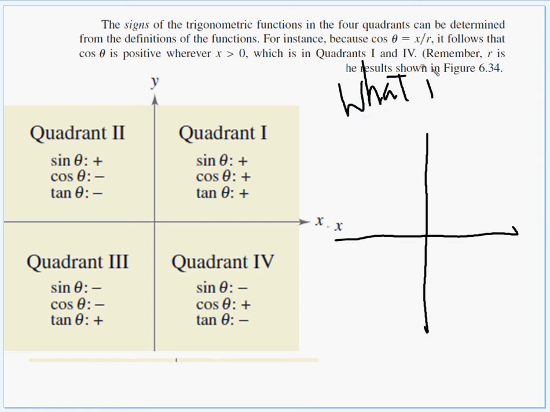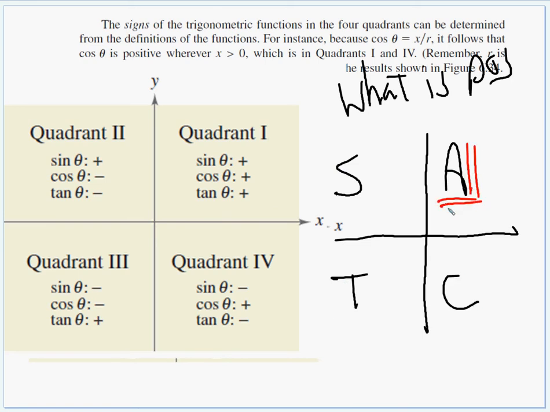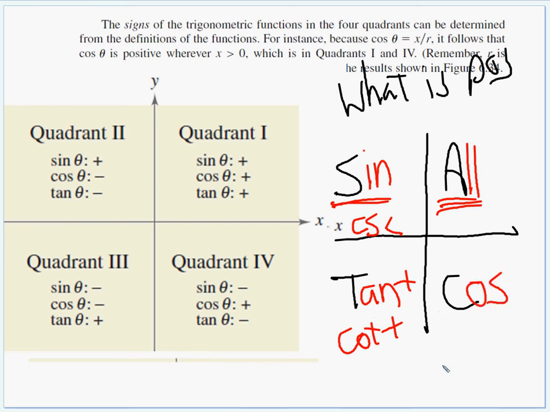What is positive? All students take calculus. So in quad 1, all things are positive. Over here, the S stands for sine, so sine is positive, and of course its flip, cosecant, will be. Down here, T stands for tan. Tan is positive, and its flip, cotan, will also be positive. C stands for cosine, so cosine is positive, and of course its reciprocal, secant, will also be positive.